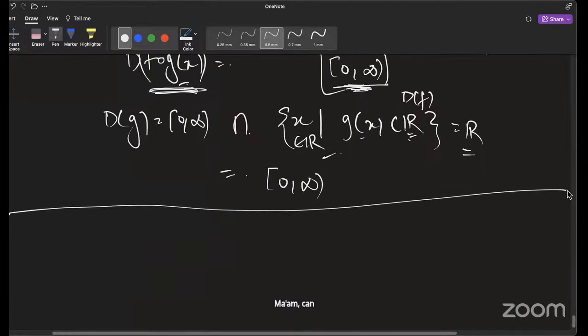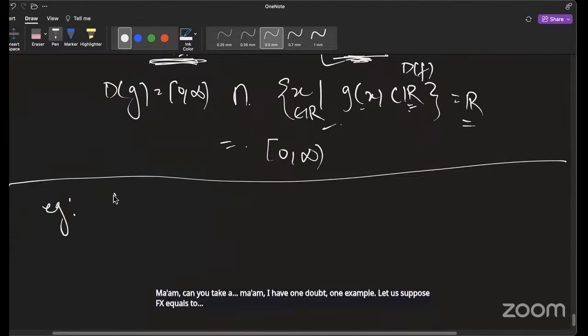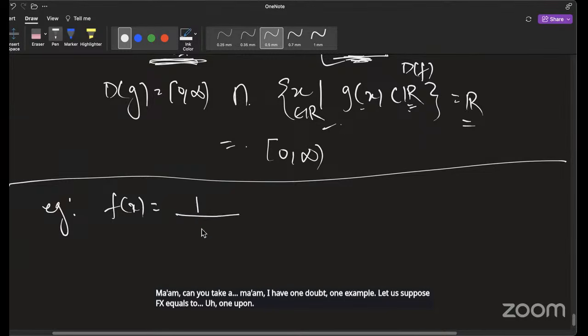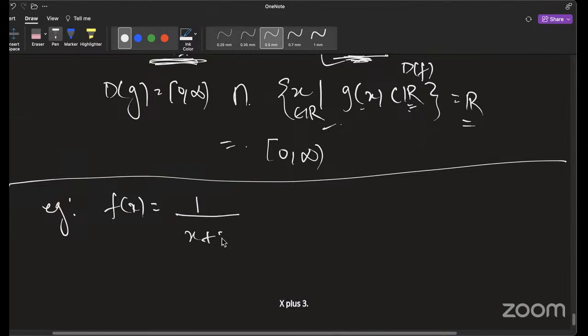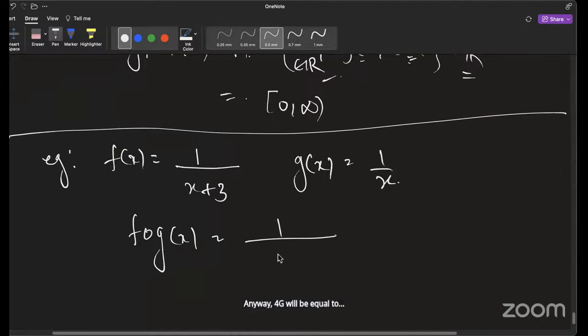Ma'am, can we take an example? I have one doubt, one example. Let us suppose f(x) equals 1 upon x plus 3 and g(x) equals 1 upon x. And your fog will be equal to 1, and instead of x, you write 1 by x. This will be 1 by x plus 3, right?